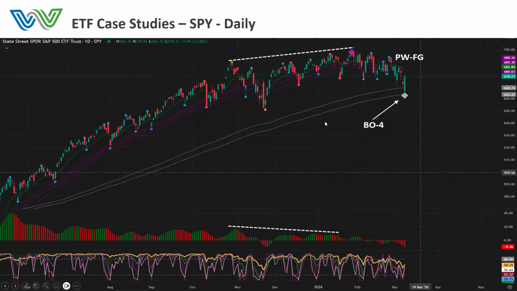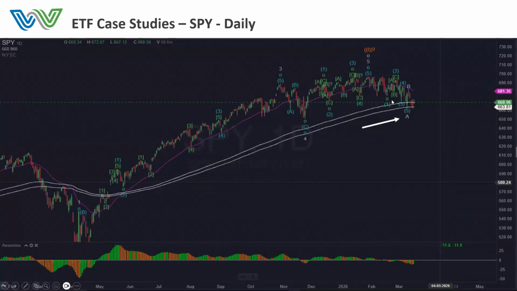Okay, let's look at the wave count. The wave count, this is the end of an impulsive move. And then we have a nice move down into below the tunnel, labeled as an A wave. So what that means to me is that even if we trade up and not make new highs right away, it's okay. We're still going to get a bounce. And we did get a bounce.